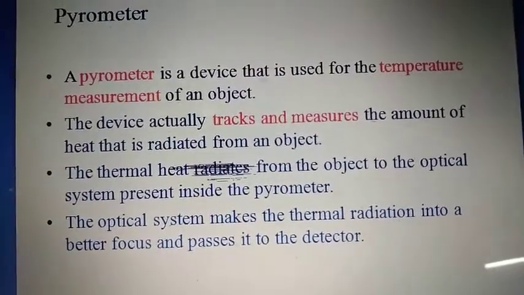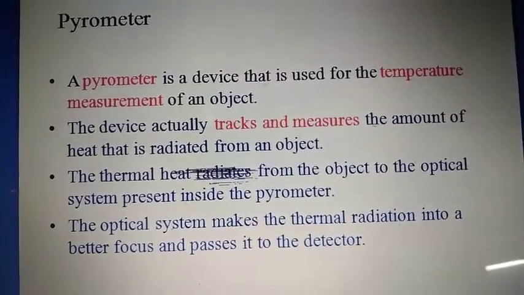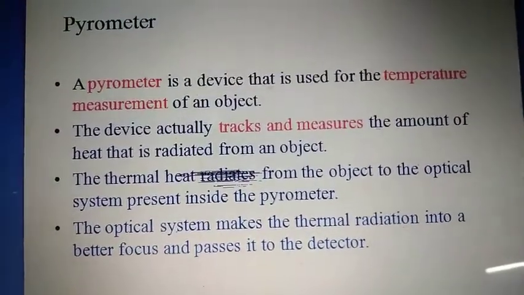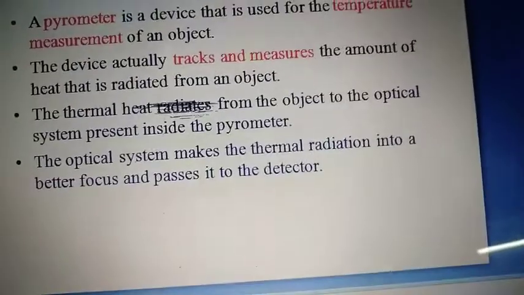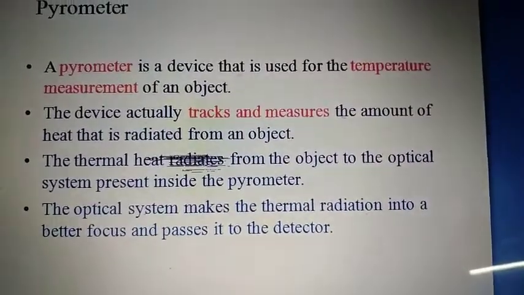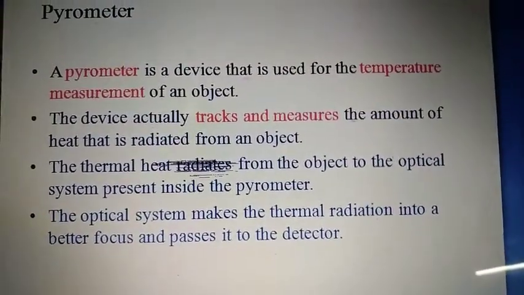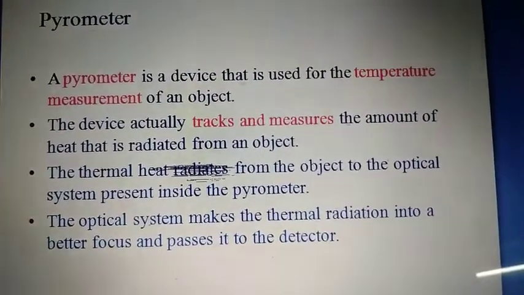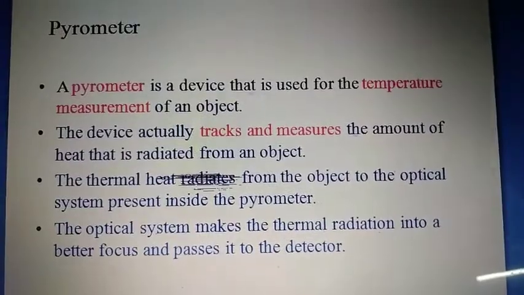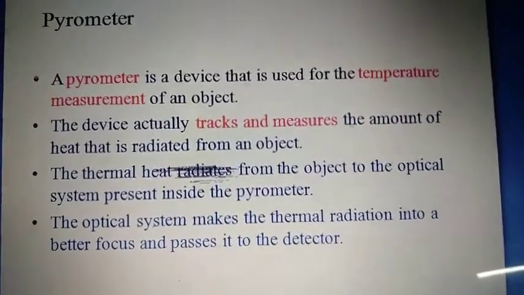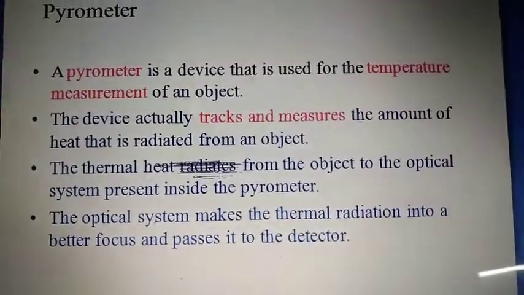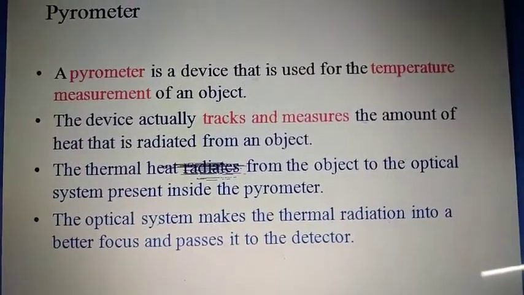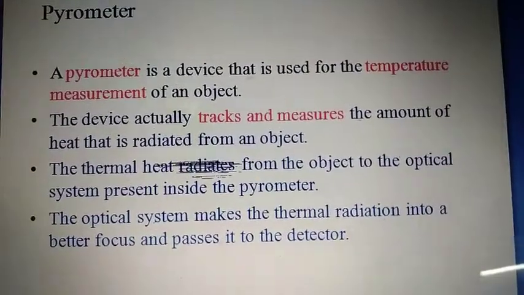The device tracks and measures the amount of heat that is radiated from a heat source or an object. The thermal heat radiation from the object goes to the optical system present inside the pyrometer. A special arrangement is used to measure the temperatures in terms of brightness. The optical system brings the thermal radiation into better focus and passes it to a detector.